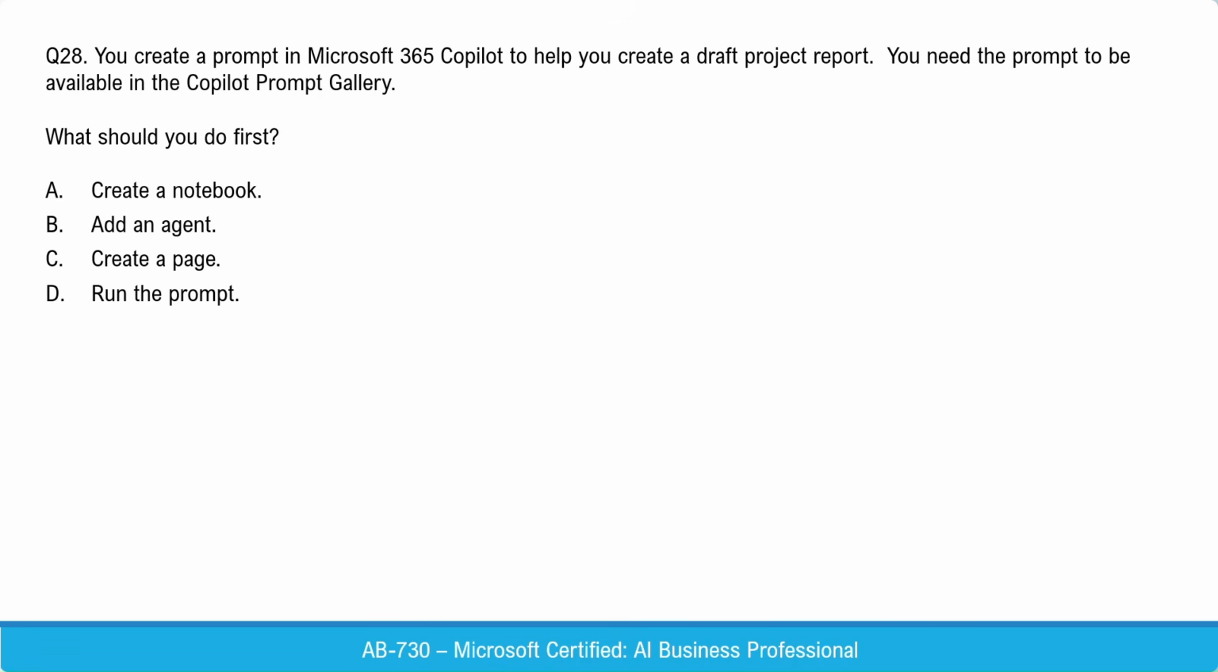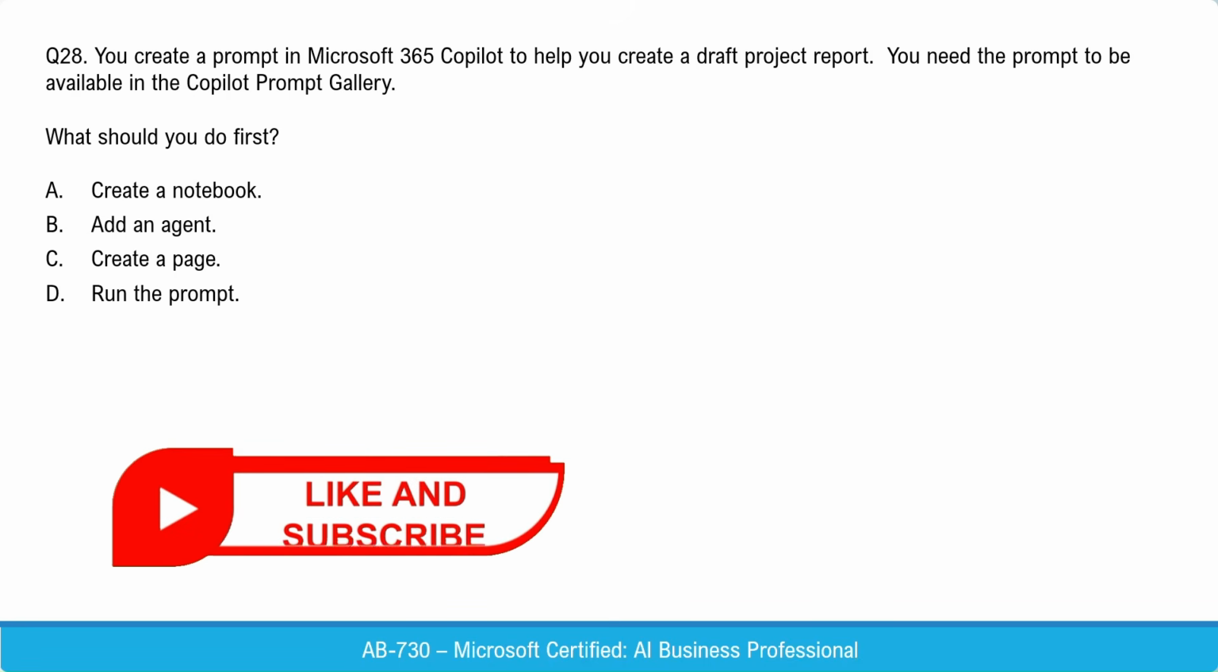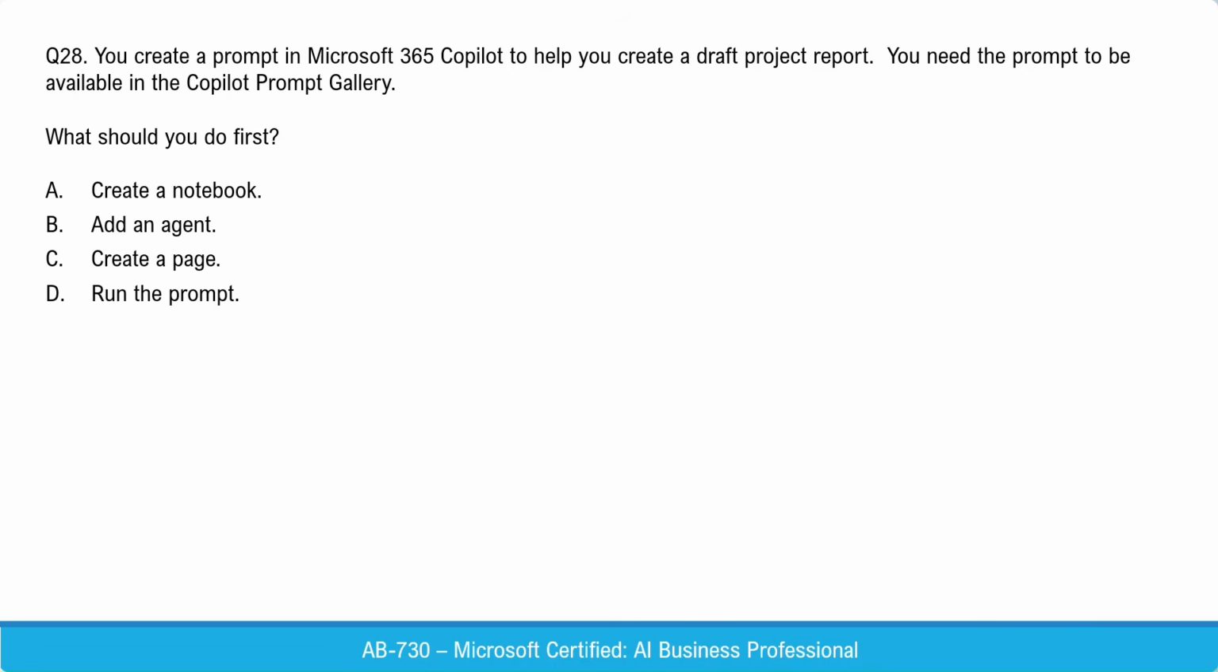Next question. You create a prompt in Microsoft 365 Copilot to help you create a draft project report. You need the prompt to be available in the Copilot prompt gallery. What should you do first? Your options are create a notebook, add an agent, create a page, run the prompt. And the correct answer is run the prompt.